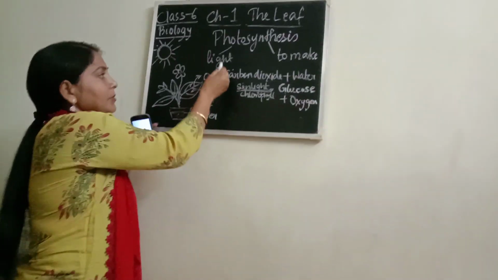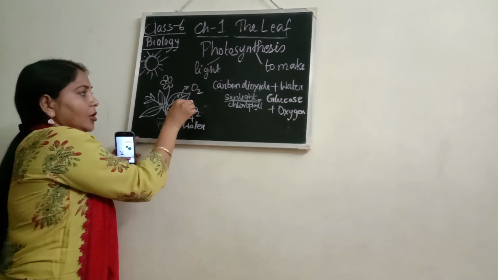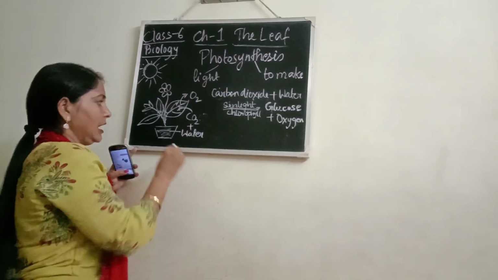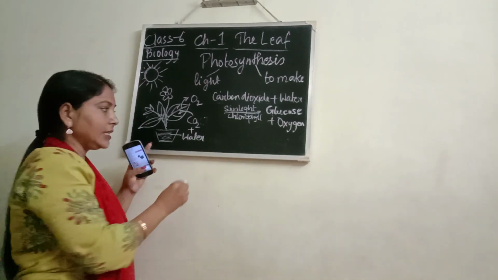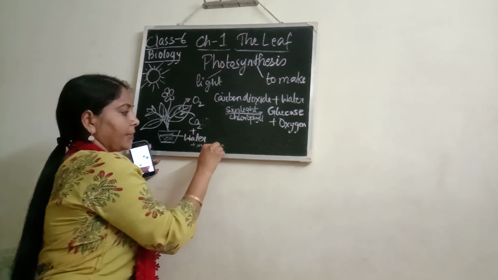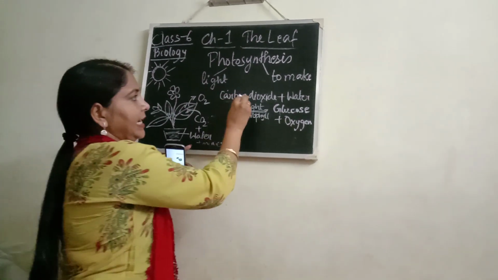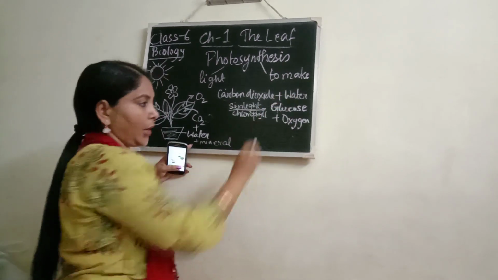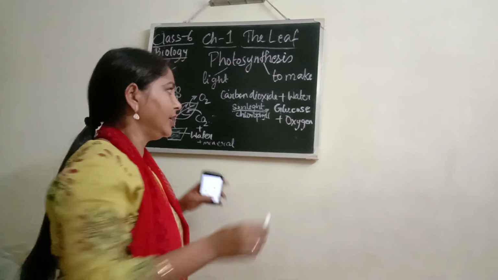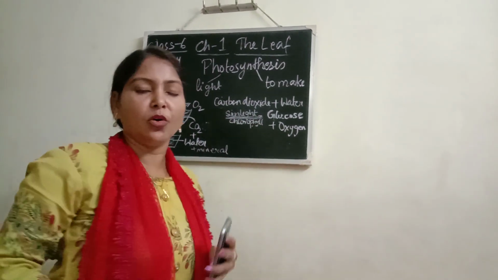Then from the atmosphere, from the air, carbon dioxide is also used for photosynthesis. Then from the soil, what are the things? Water and minerals. Okay, so these things combine together, carbon dioxide plus water, they react together in the presence of sunlight and chlorophyll. Where is this chlorophyll present?